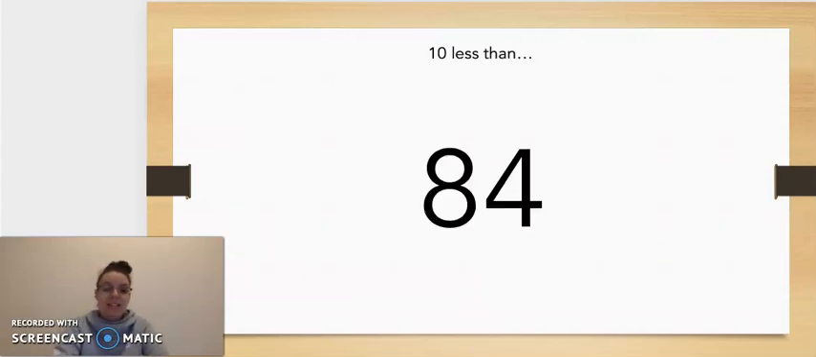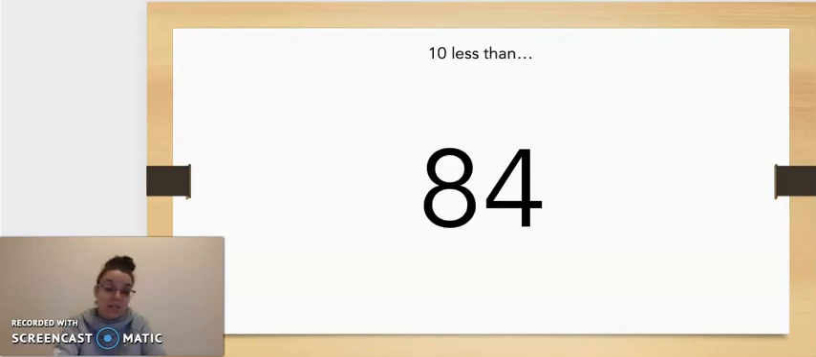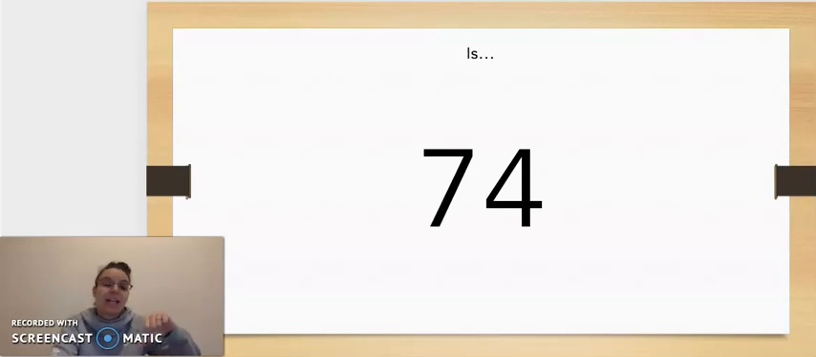Let's practice. 10 less than 84. What number is in the tens place? 8. To find 10 less, will I need to count up or down? Yeah, down. So that 8 needs to turn into a 9? No, the 8 needs to turn into a 7. So 10 less than 84? 74. Notice, again, the ones place didn't change. The tens place changed down from an 8 to a 7 because we're finding 10 less.